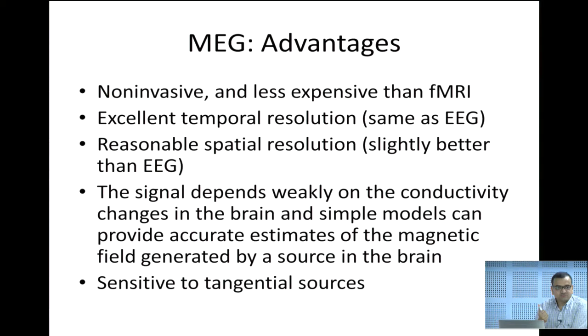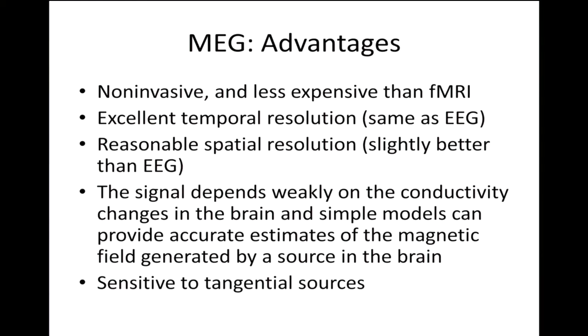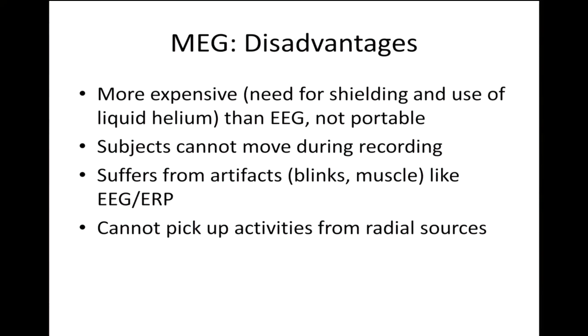To sum up MEG's advantages: it's non-invasive. Although it costs $3 to $4 million, it is still less expensive than fMRI, the other dominant functional imaging modality. It offers excellent time resolution, as good as EEG, so you can measure neural activity with millisecond-level precision. Reasonable spatial resolution, slightly better than EEG. It is worse than fMRI, but better than EEG. It is also very sensitive to particular neural sources, primarily in the sulci.